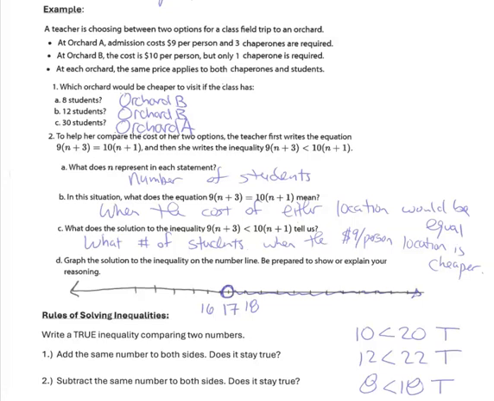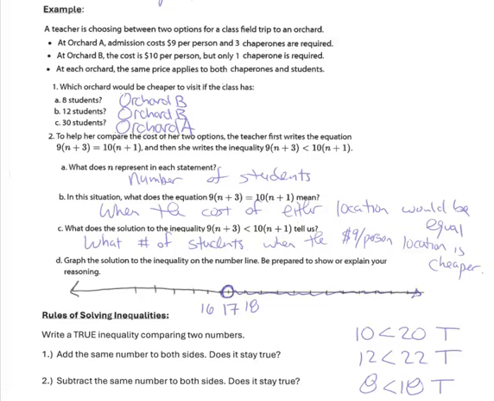So the left-hand side would be the total cost at Orchard A, and the right-hand side would be the total cost at Orchard B when you're accounting for having to pay for chaperones as well. It says, in the situation, what does the equation 9 times (n + 3) equals 10 times (n + 1) mean? That is when you are trying to figure out when the price is exactly the same. It doesn't matter how many students. If you have this certain number of students, it wouldn't matter if you went to Orchard A or Orchard B, it's going to be exactly the same.